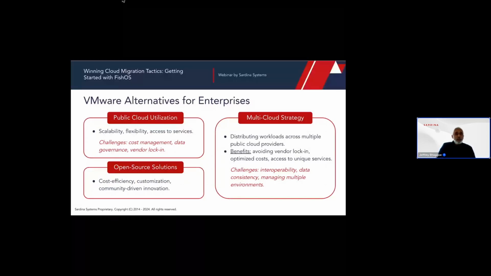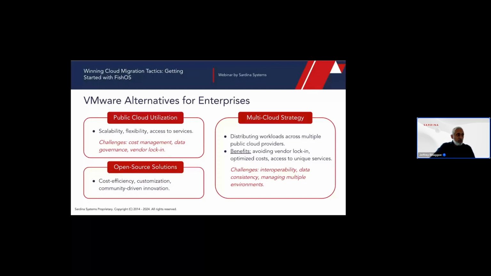Number three, public cloud. For those looking to leverage public cloud, a few famous market players are present in the IT landscape. We know them all. The benefits of public cloud are scalability, flexibility, and access to a broad range of services. They have an ecosystem, we know that. However, enterprises need to carefully manage costs, navigate complex data governance requirements and potential issues, and be aware, again, of vendor lock-in.